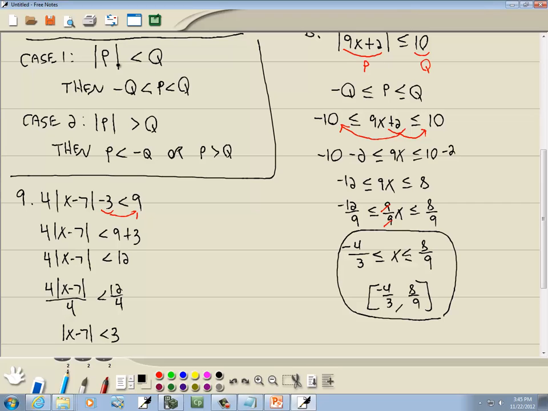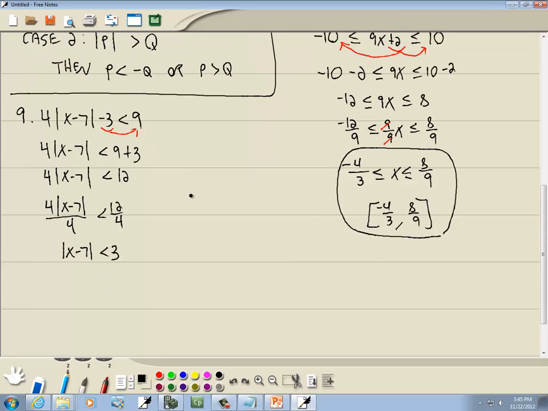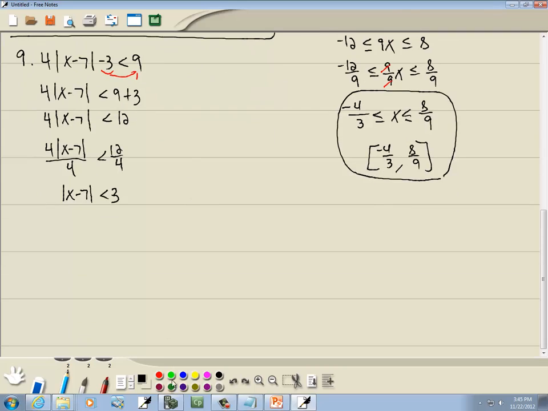Well, now it's in our form. Fits our form case 1. Absolute value is less than something. So we can plug it in. This is our P and this is our Q. Our formula says negative Q is less than P is less than positive Q. So everywhere we have a P, we'll plug in x minus 7. Everywhere we have a Q, we'll plug in 3. So I got negative 3 is less than x minus 7 is less than a positive 3.